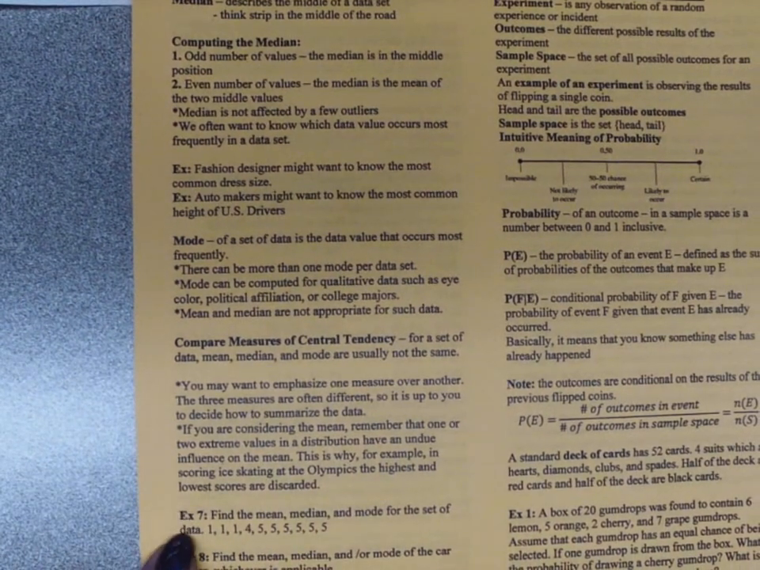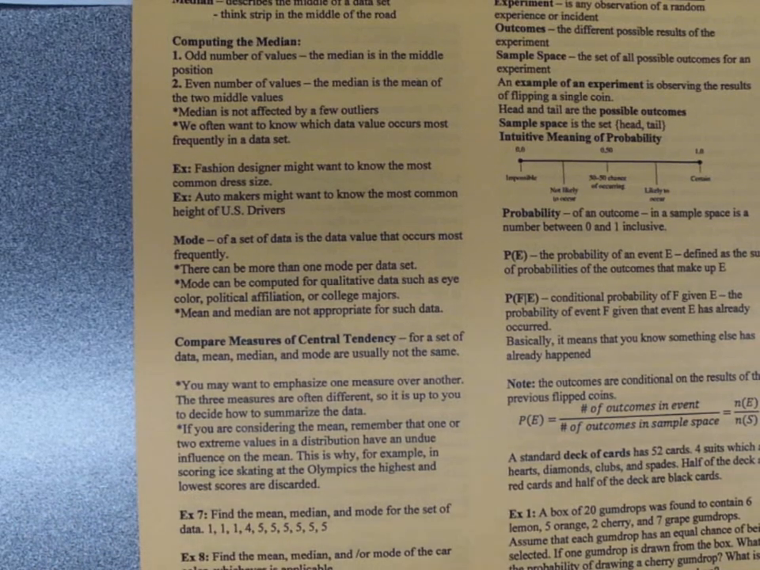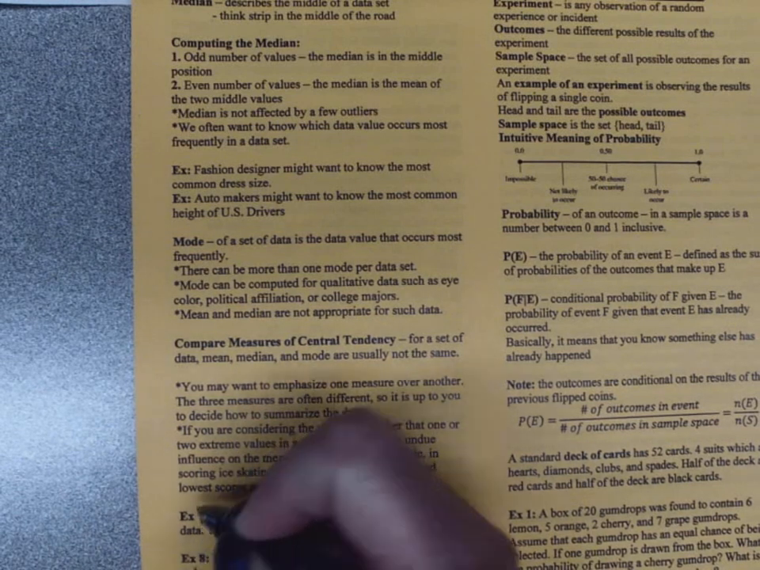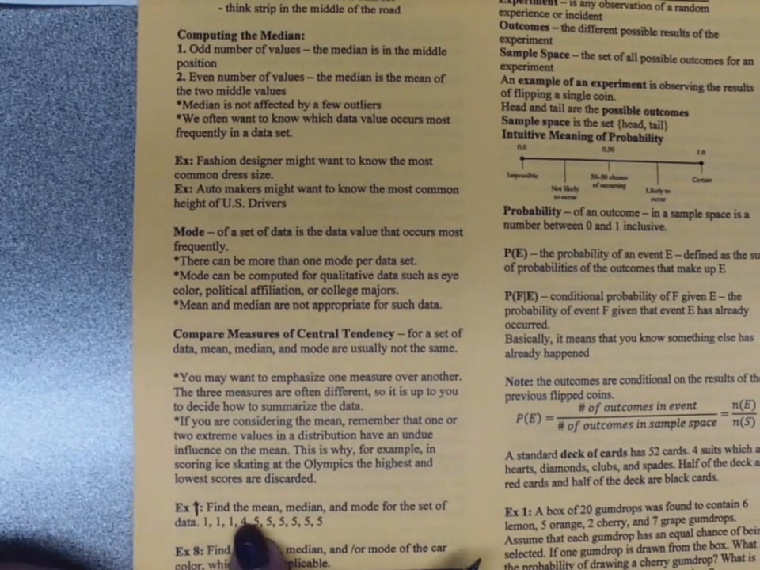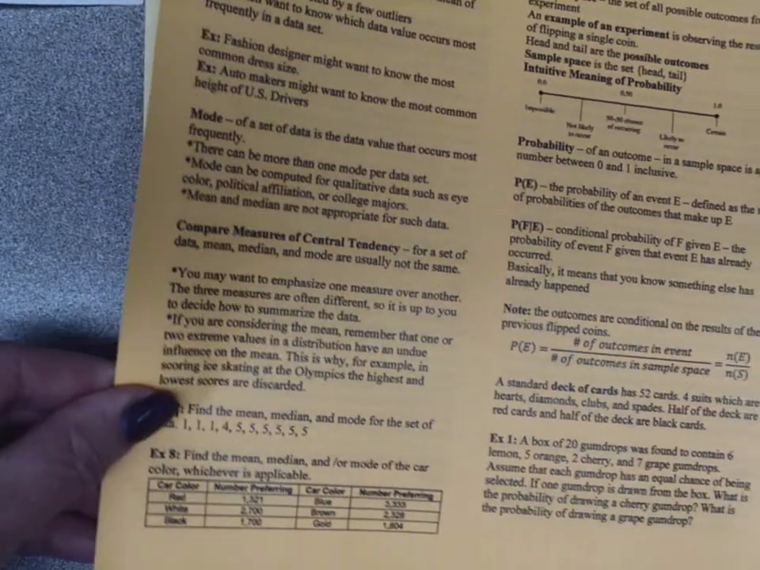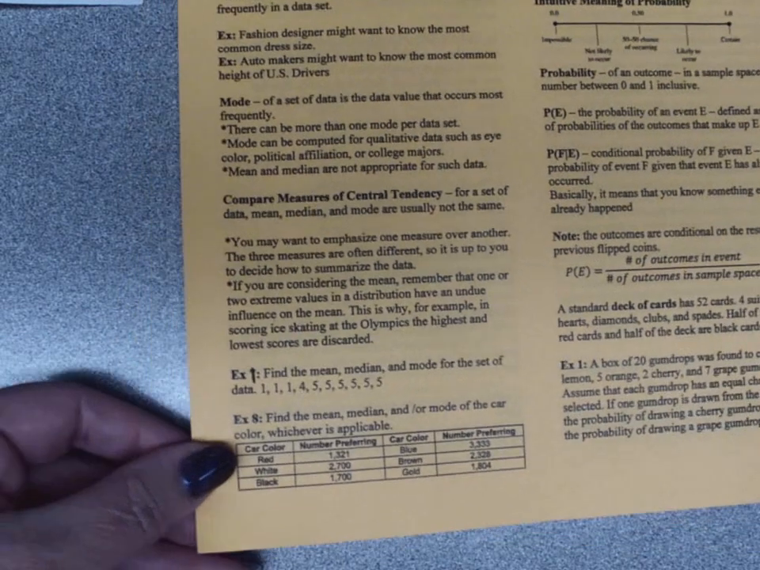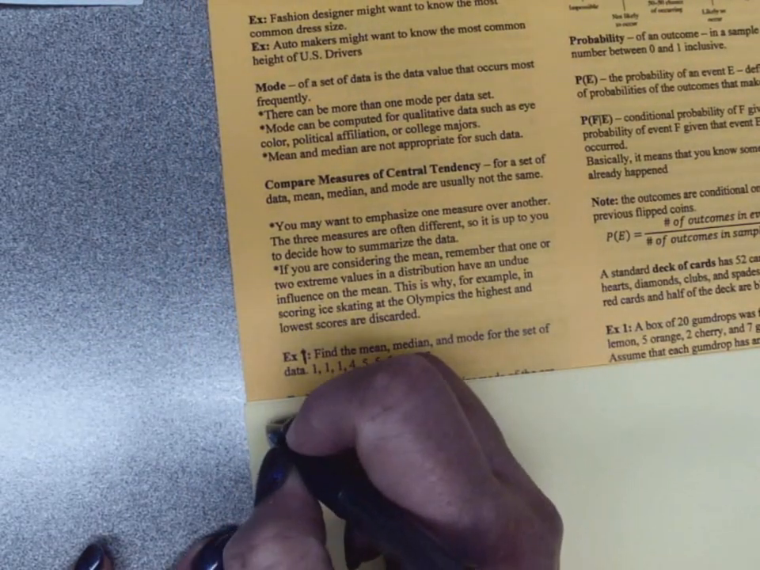And let's go into example 1. It'll be example 1 on your handout. I forgot to change these. All right, so for example 1, I grabbed the old one, we are going to find the mean, median, and mode for the set of data. So we've got a list of numbers, which are our data. So this will be example 1.